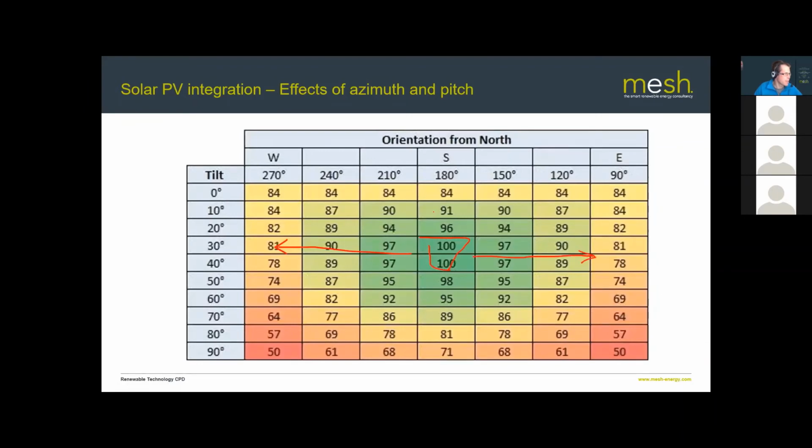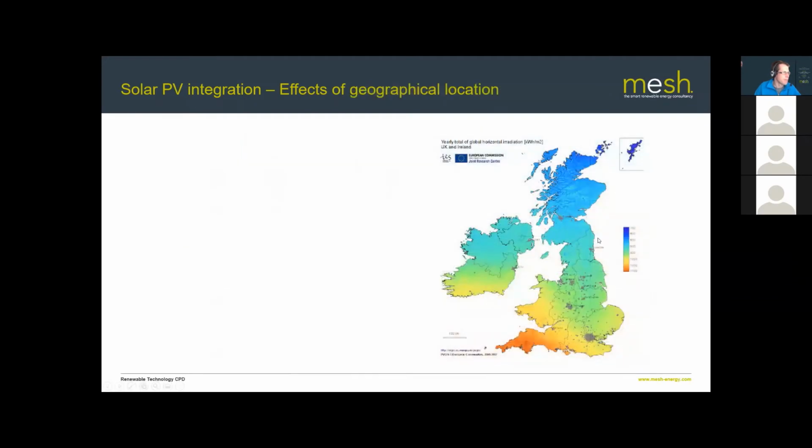And as you get close to horizontal, you see at the very bottom, you've got horizontal, so you get 84% at horizontal. And at 90 degrees, so if you had a vertical surface, you'd only get 71% even facing due south, and that drops as low as 50% if you're on an east-west split. So you can see that the azimuth and pitch can have quite an effect on the output of a system. So that's the first thing to take into account.